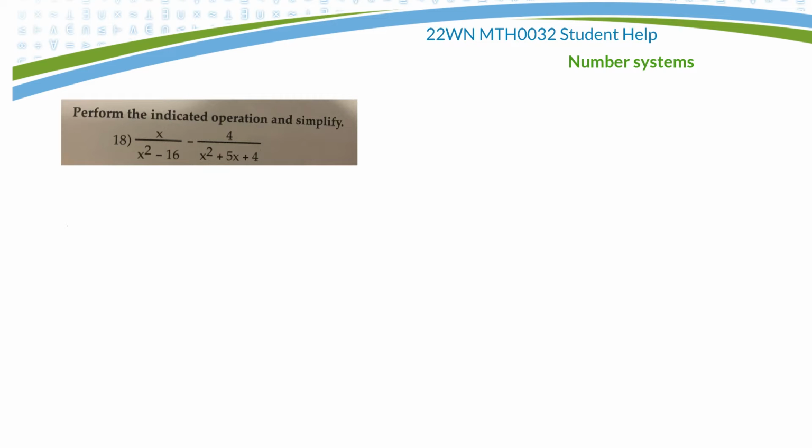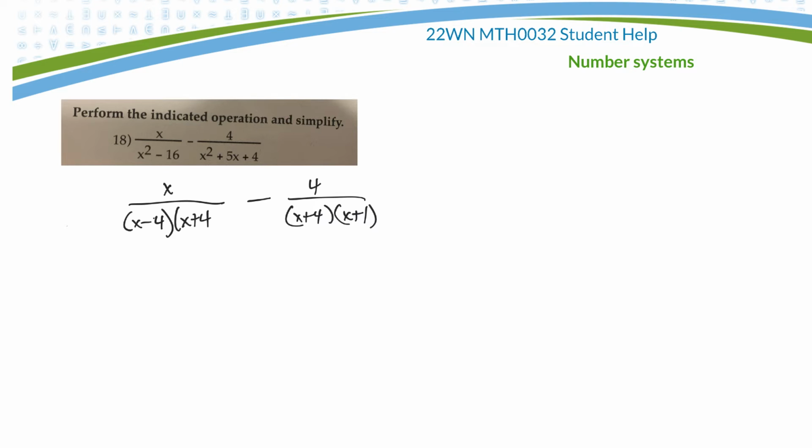Now here's a question you're asked to subtract these and simplify if you can. So they're both fractions, so I need to get a common denominator. So I'll factor each one. The first one I'll factor to x minus 4, x plus 4, minus the next one, two things that multiply to 4 and add to 5, probably 4 and 1. And you could check those, but I think those are correct.